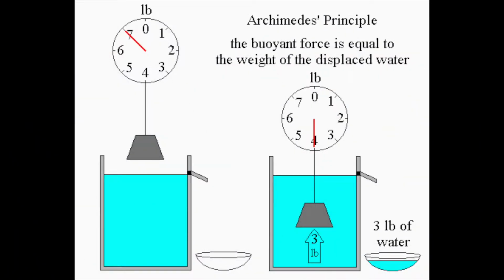Here we have an illustrated demonstration of how Archimedes' principle works. There is a 7-pound weight that displaces 3 pounds of water, making its net weight while submerged in water 4 pounds.